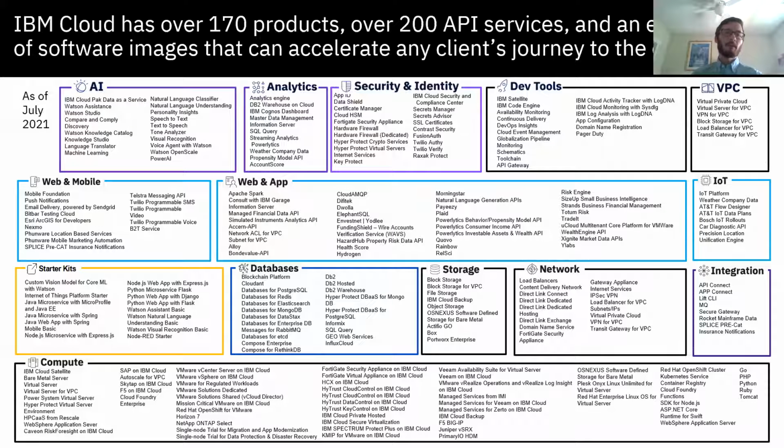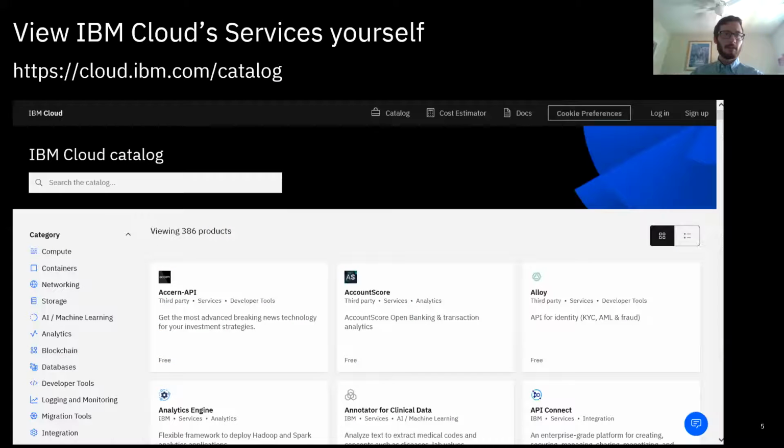And IBM Cloud has a wide breadth of services here. Of course, I won't describe them all, but I just wanted to highlight that IBM does have many, many services available for many different use cases. And I'll dive a little bit more into the AI analytics side. But if you're curious to explore these for yourself, you can see them at our catalog, which the link at the top is cloud.ibm.com/catalog.